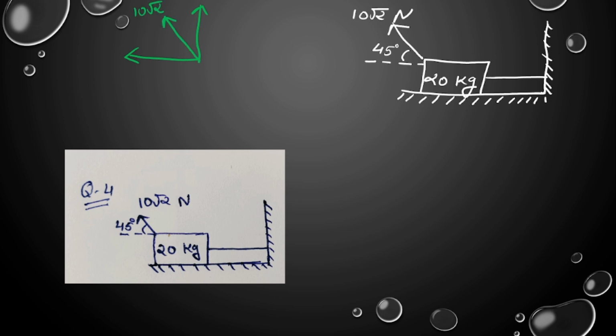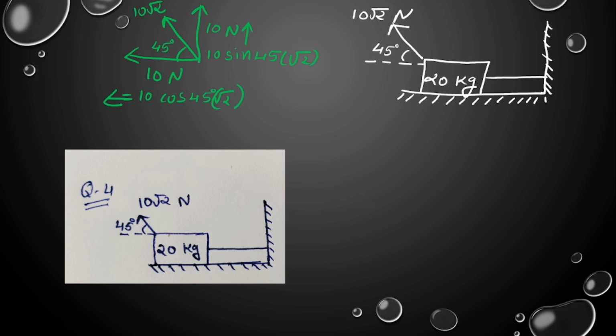This is 10 root 2, 45, 10 Newton and 10 Newton. How did this come as 10 Newton? This is 10 cos 45, and this one is 10 sin 45, not 10 sin 45, 10 root 2 and a 10 root 2.